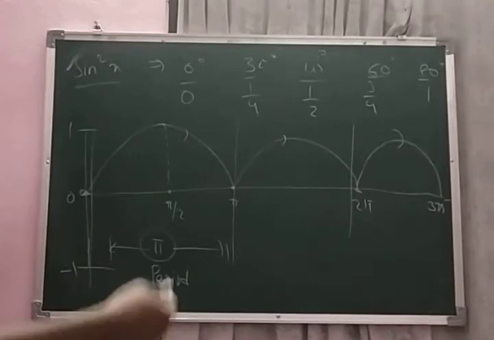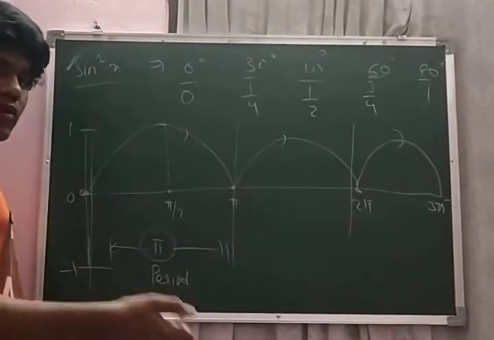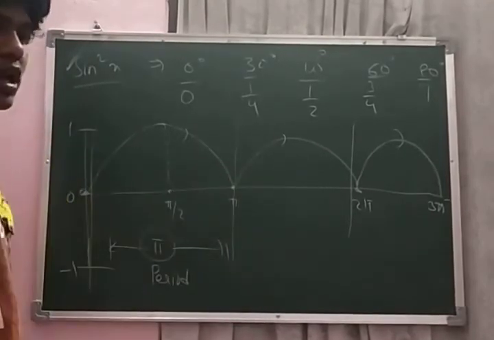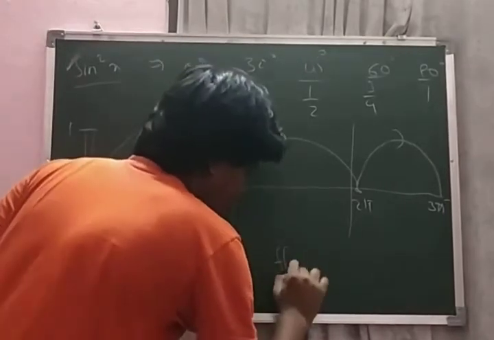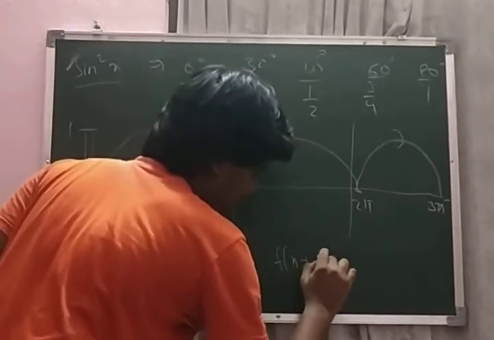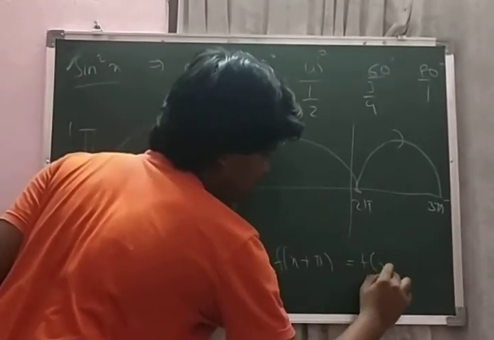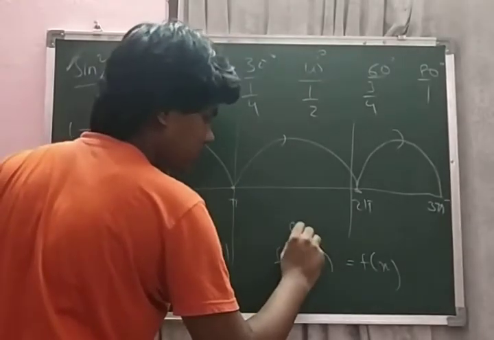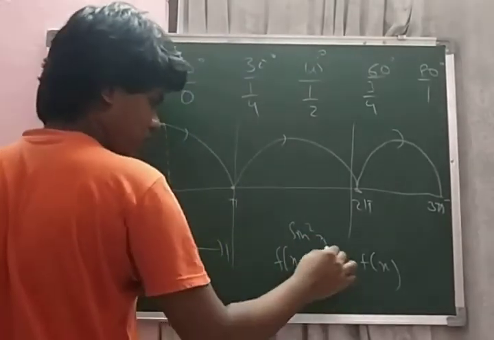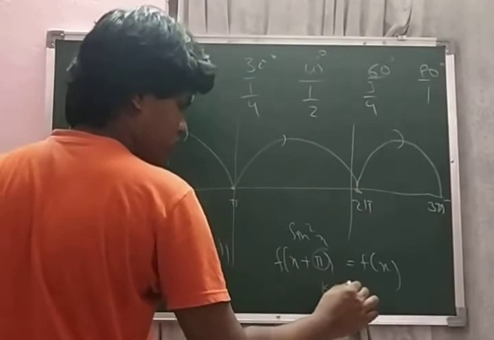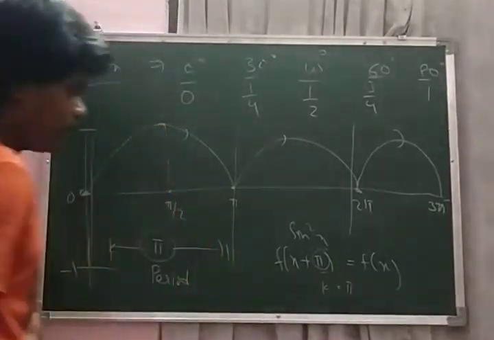So like this we can find out the period, either by the graphical method or by solving through the formula f of x plus pi is equal to f of x for sin square x. So in place of k we have to substitute pi.